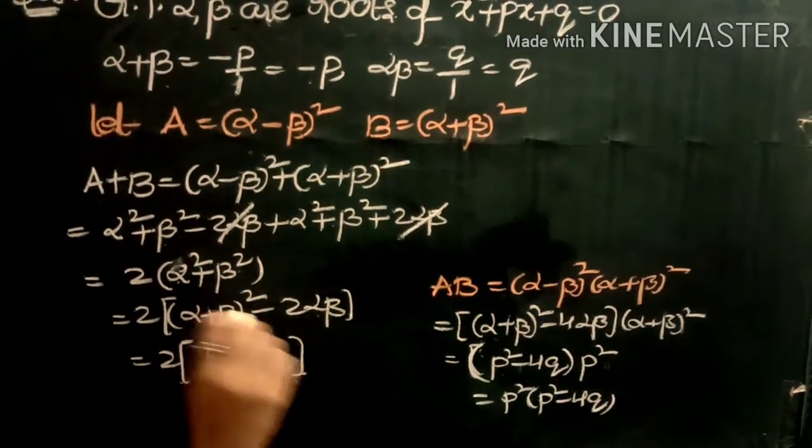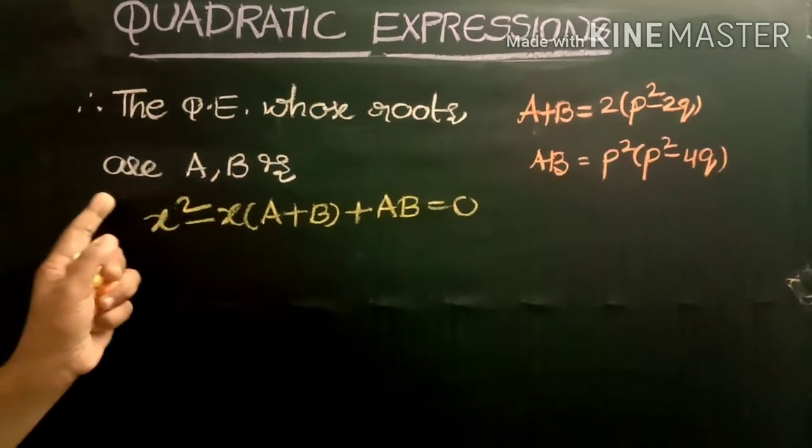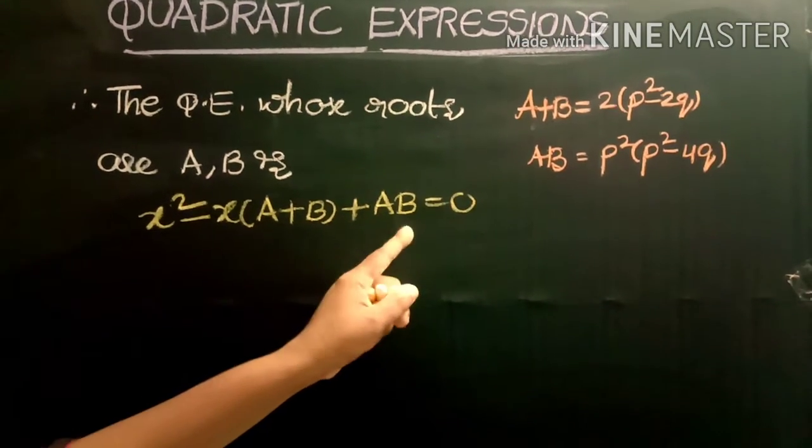Now we are substituting these two values in the formula to get the required answer. Therefore the quadratic equation whose roots are a, b is the formula x square minus x into (a plus b) is equal to 0.